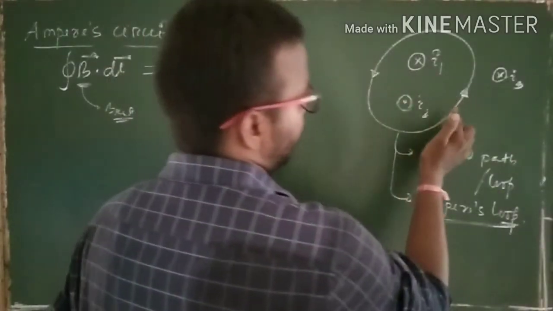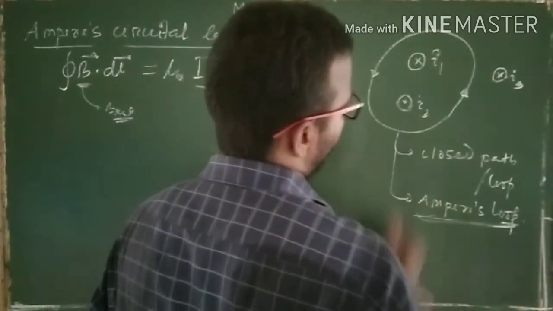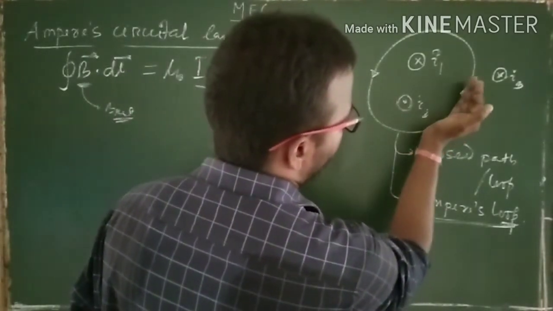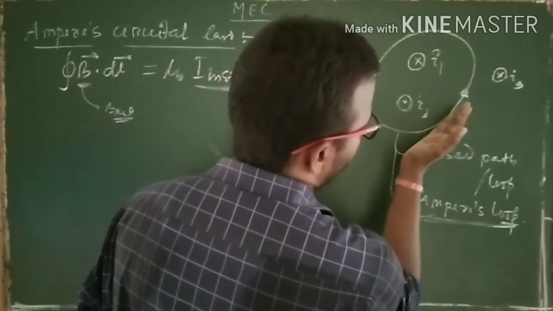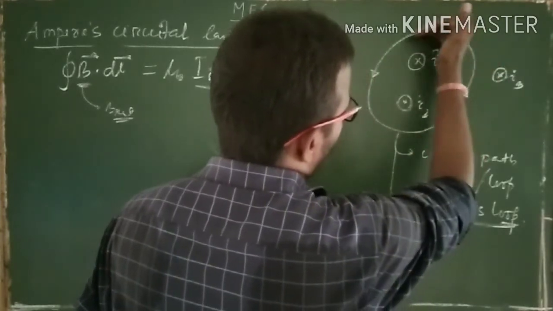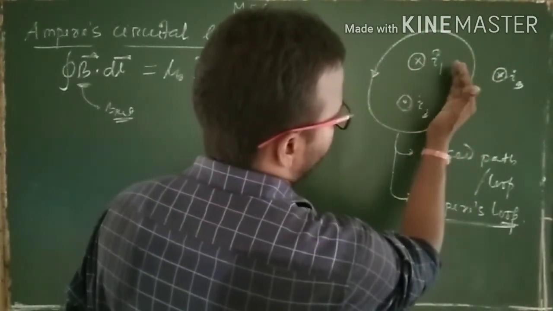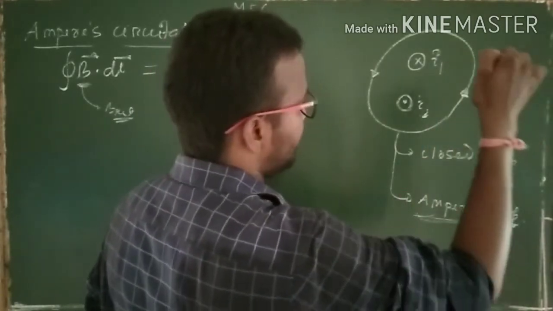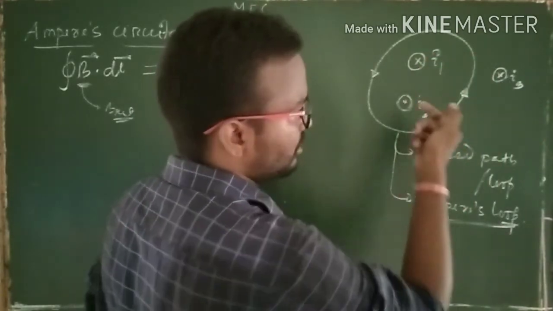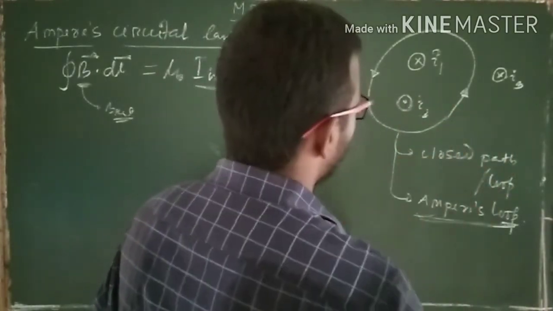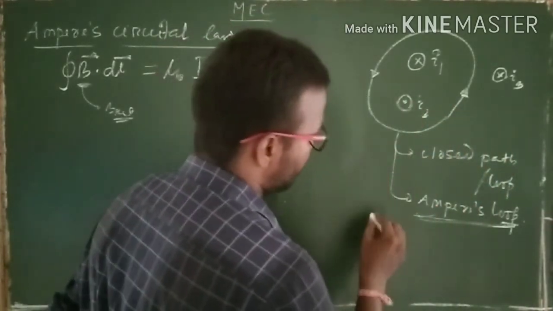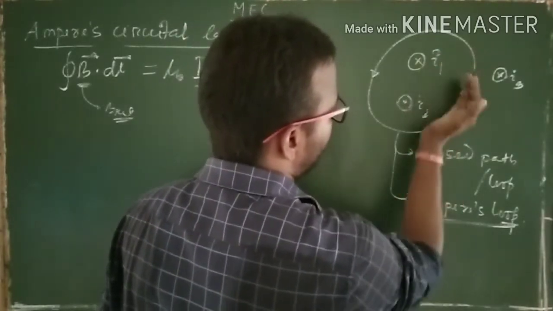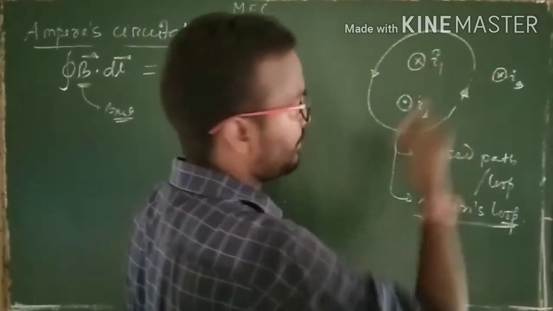So this is the direction of Amperean law. Now we have to use the right hand palm rule: if we curl the fingers along the direction of Amperean law, then the thumb indicates the direction of net current. Clear? So in this case this current is in the inward direction and this current is coming in the outward direction. So the net current according to this law is in the outward direction, because this is the direction of Amperean law, and this is the direction of flow of current.